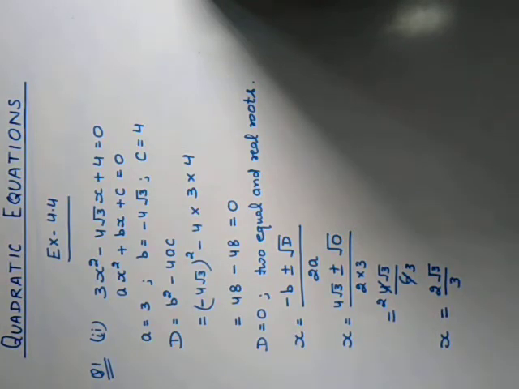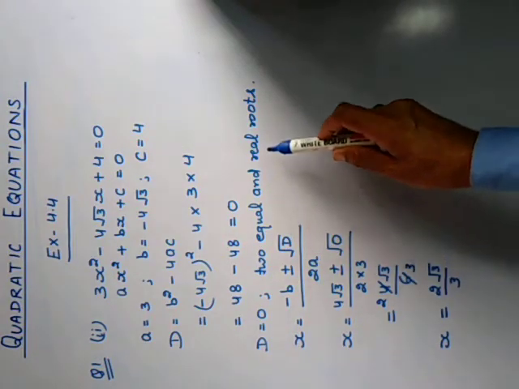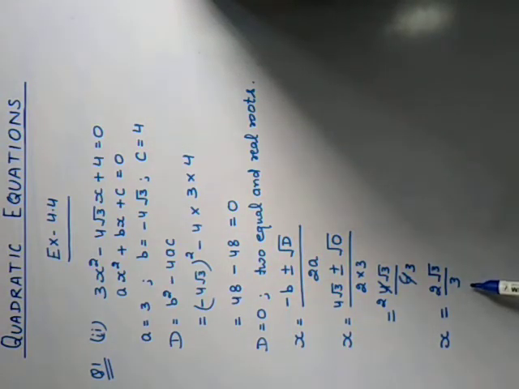So this is the root because D equals 0. So there are two equal and real roots. So both the values are same. So x equals 2 root 3 upon 3.